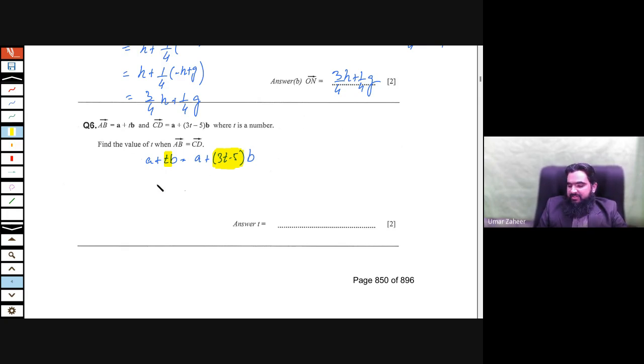So the coefficient of b is t, and the coefficient of b on the right hand side is 3t minus 5. Plus t on the other side with minus t, minus 5 will become plus 5 is equal to 3t minus t. 3t minus t will be 2t. So 5 divided by 2 is equal to t. So the final answer will be 2.5.